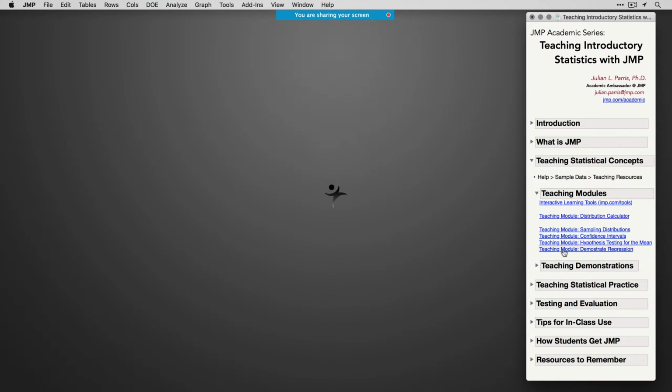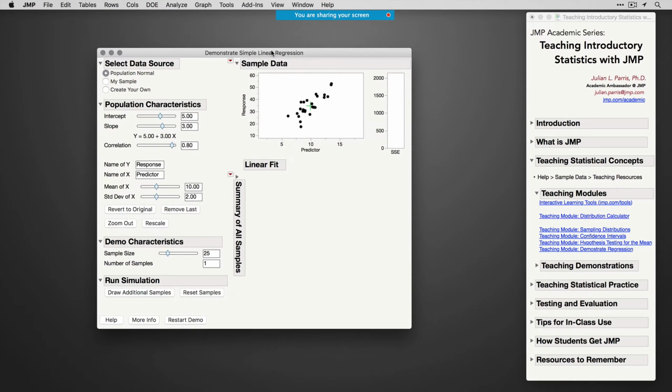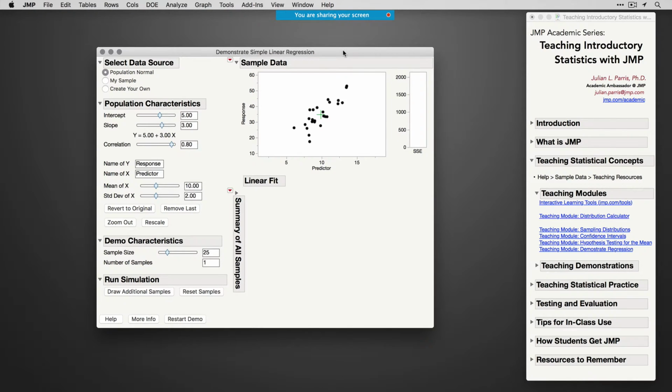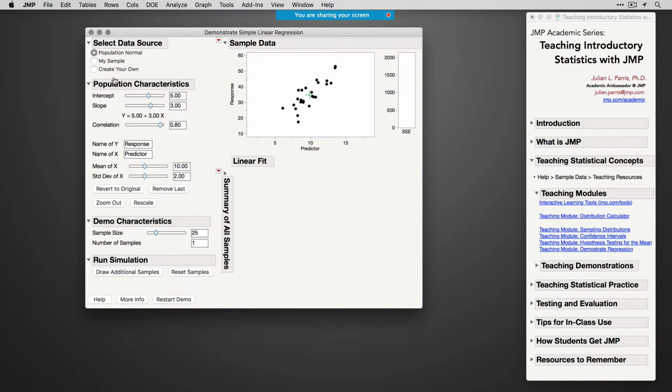And then finally, one of my favorite teaching modules, and this is demonstrating linear regression. And this has a huge amount of functionality. And so I'm only going to show a little bit of it right now. But just so you get a sense of how it works, again, population characteristics are set up on the left. In this case, now we're setting up a population linear regression. So the intercept, slope, and correlation between the variables in the population.